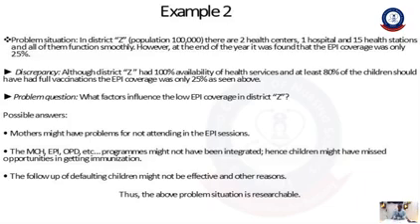Thus, the above problem situation is researchable. You can go into this problem and do your research to know that yes, in a population of 100,000, with 2 health centers, 1 hospital, and 15 health stations, only 25% were able to get vaccination. Why?